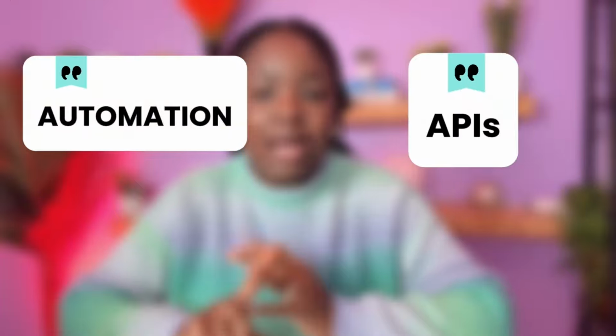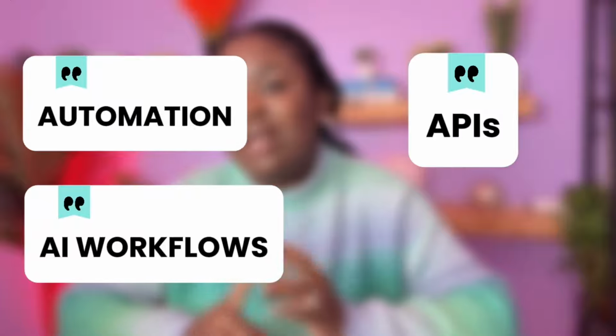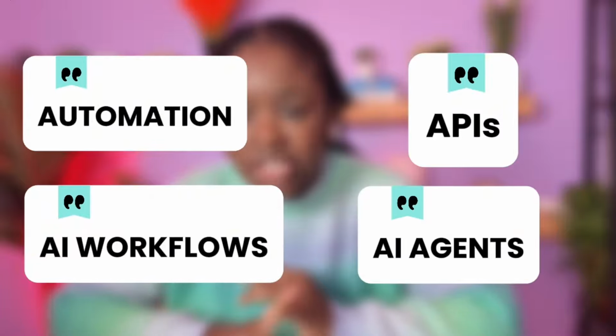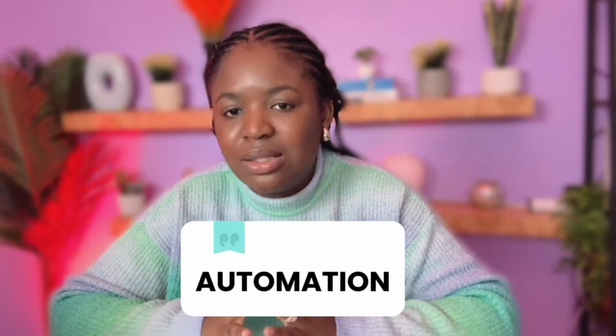The first major use case is automation, the second one is APIs, the third one is AI workflows, and then finally we'll talk a bit about AI agents. And along the way, I will also show you a few real-world examples I've personally built so that you can start imagining what's possible for your own projects. Let's start with the most common use case, automation.